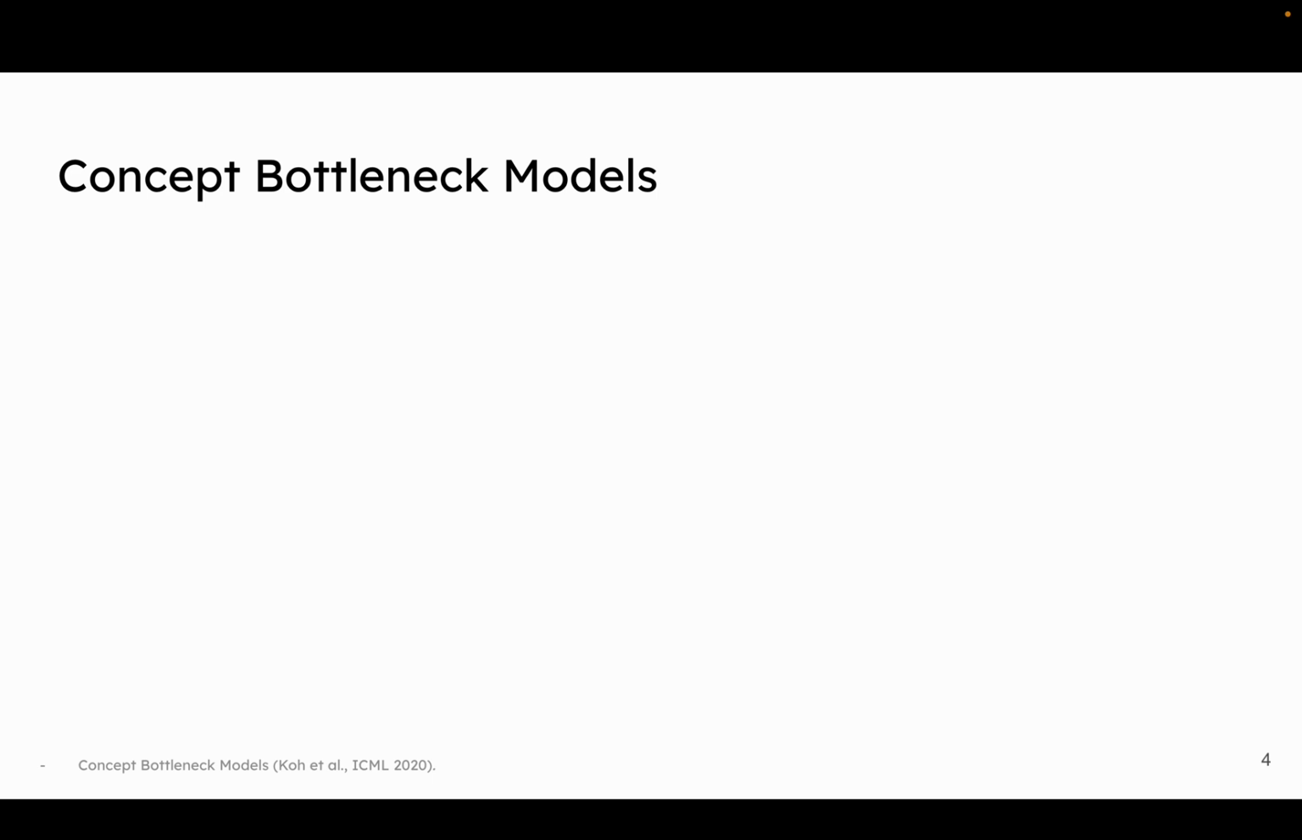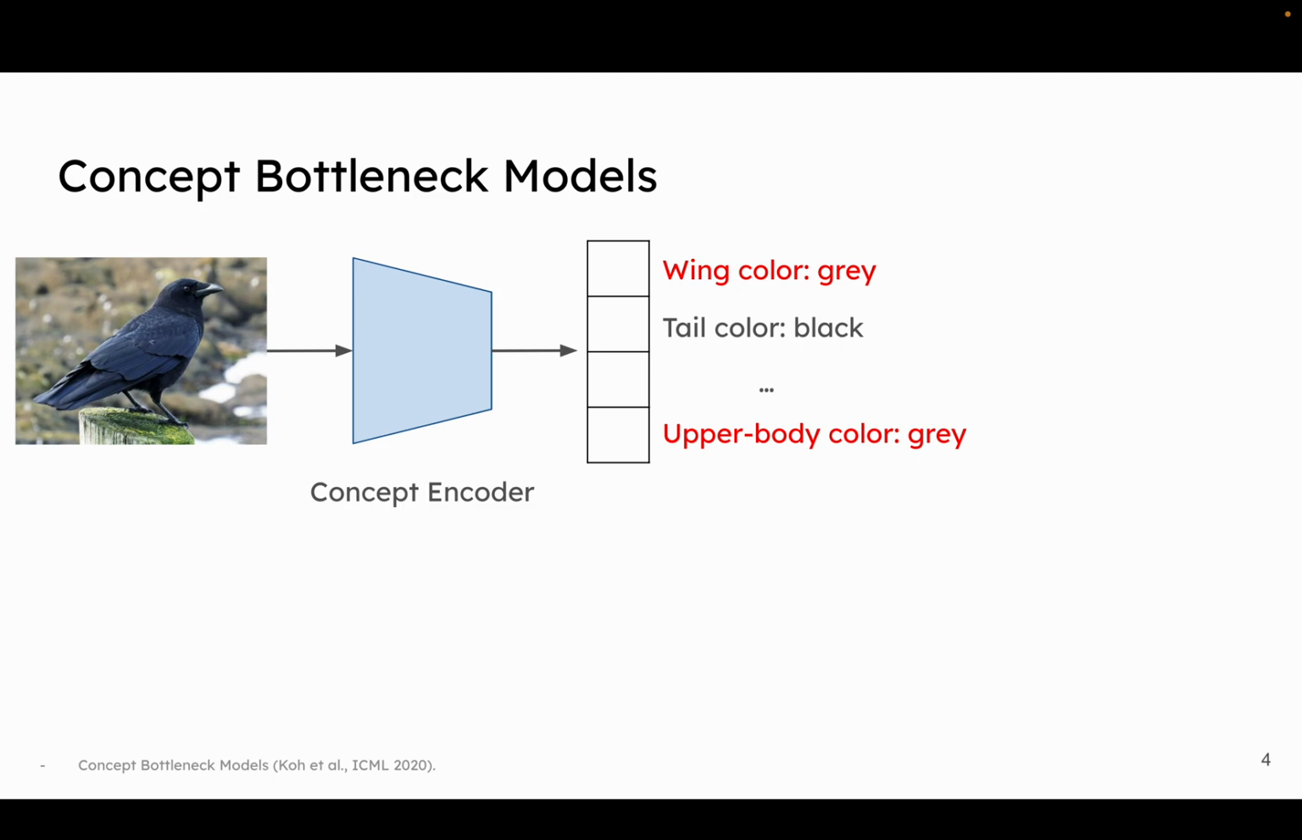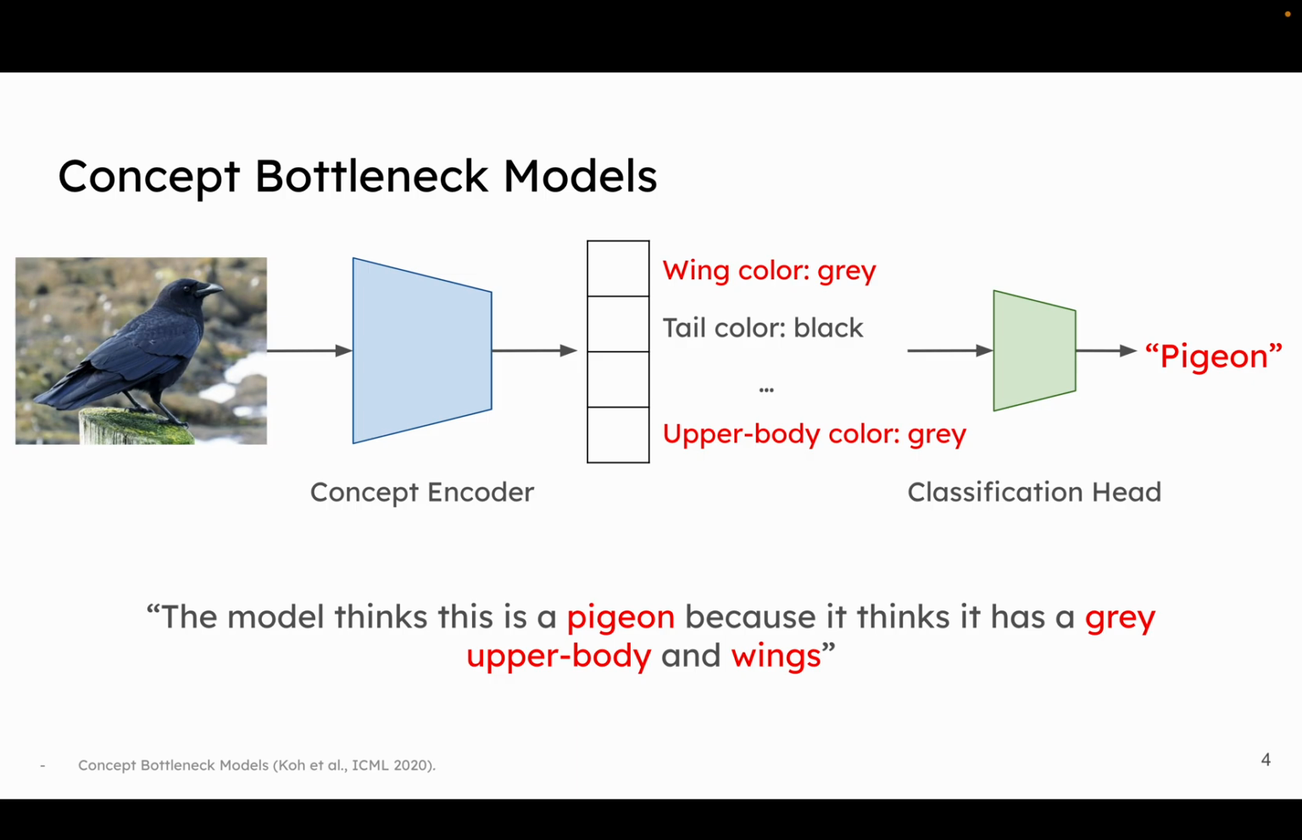Concept bottleneck models make the decisions of neural networks more interpretable by grounding them in human interpretable concepts. They break down the classification process into two steps. First, they predict a set of human defined concepts in the image. Second, they use the predicted concepts to classify the image. For example, in this case, the model could think that the image contains a pigeon because it incorrectly predicted that the wings and upper body are gray.